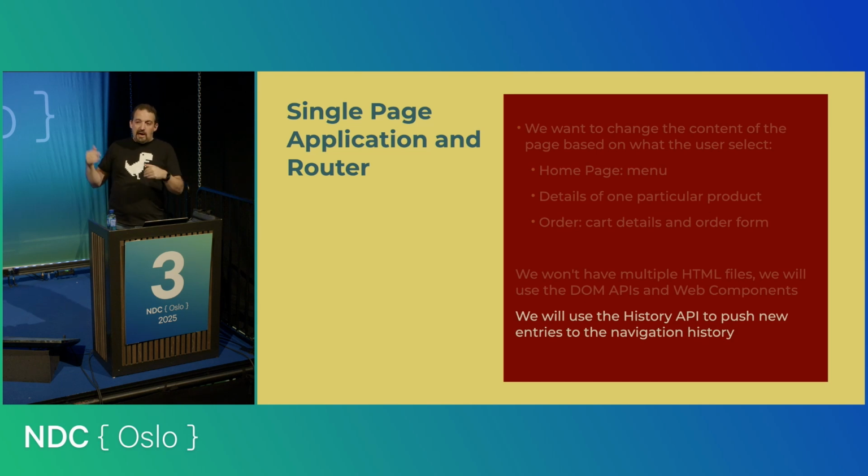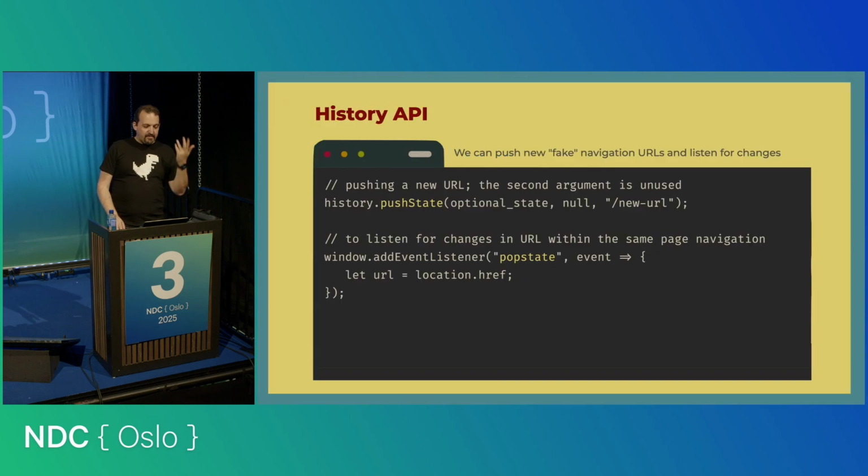So we can use the old history API that has been with us since the 90s. That is actually pretty simple. You can push a new state, and that means a new URL, into the URL bar. You pass an optional state as the first argument. That's just an object that you want to pass to the other page. A second argument that is unused, so it's null. Yeah, this is from the 90s. So, and then the new URL.